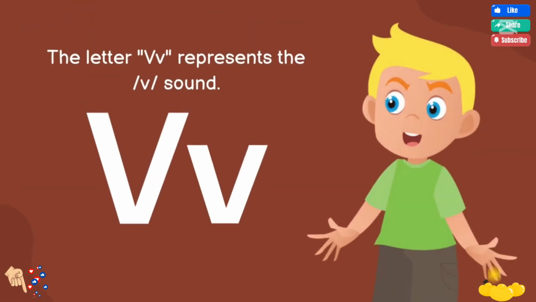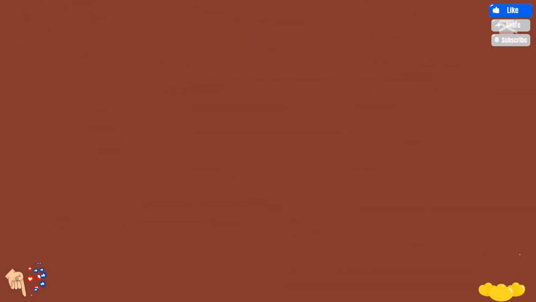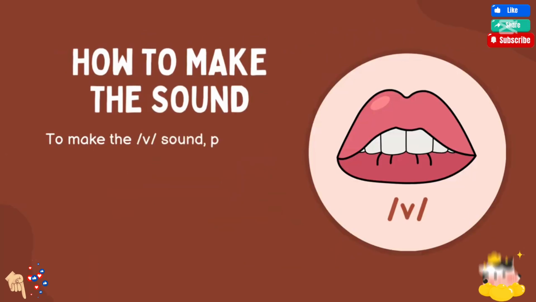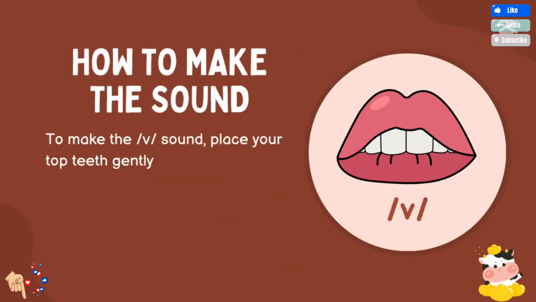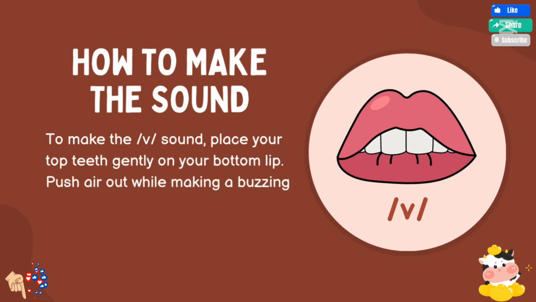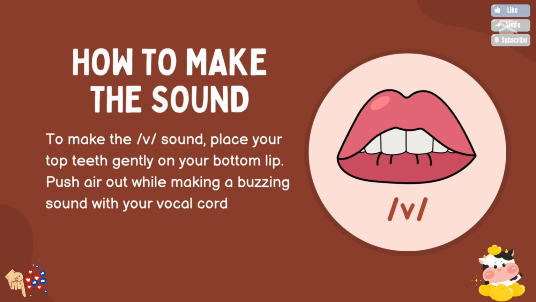The letter V represents the V sound. How to make the sound. To make the V sound, place your top teeth gently on your bottom lip. Push air out while making a buzzing sound with your vocal cords. Now, say the sound V. You can stretch it out like this.